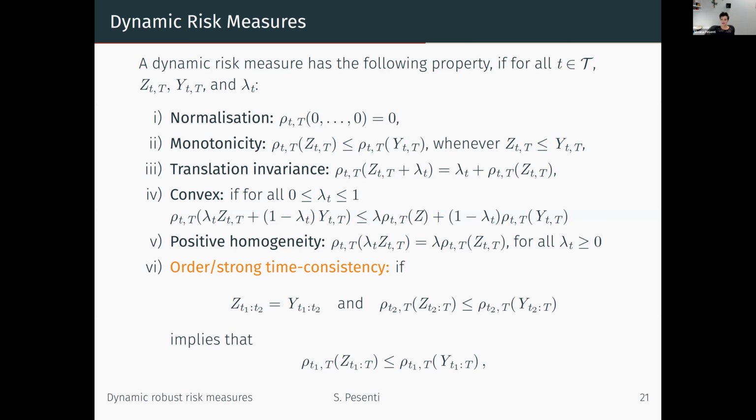Now, what is different is that we have time consistency. The idea is that we want to be consistent in how we measure risk through time. One notion that I want to review is what's called order, or sometimes strong, time consistency. The property means that if we have two processes that are P almost surely the same up to a specific time, and I know the risk of Z is smaller than the risk of Y, then today the risk of Z should also be smaller than the risk of Y. So it's kind of an ordering of risk preferences.